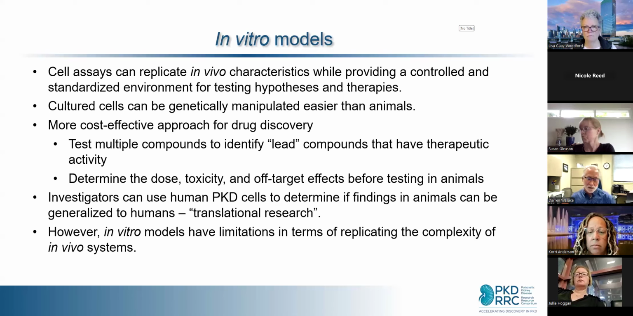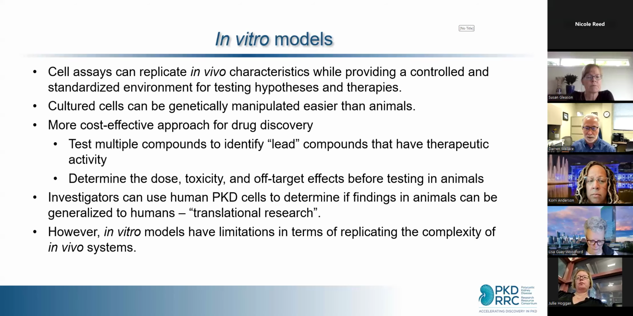Thank you, Lisa. Yeah, so a lot of investigators want to use the human PKD cells to validate what they find in animal cells or in animal models. And this is considered to be translational research, meaning that you can translate what you find in animals into human cells. And that seems to be important for a lot of pharmaceutical companies. I get contacted by a lot of companies that want to use human cells to determine if the compound or the target that they're interested in is also a good target in human cells or tissues.